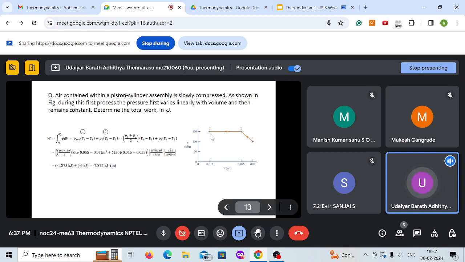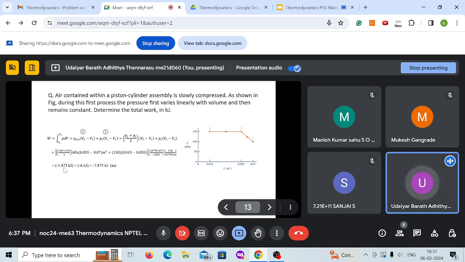And pressure is given in kilopascal. So kilopascal we are converting to Newton per meter square, where 1 Newton per meter square is 1 Pascal. So this will be 1000 Pascals, or 1000 Newton per meter square, and dividing it by 1000 to make it into kilojoule work. So substituting that, we'll get for process 1 2 the work done is minus 1.875 kilojoules, and in process 2 3 the work done is 6 kilojoules.